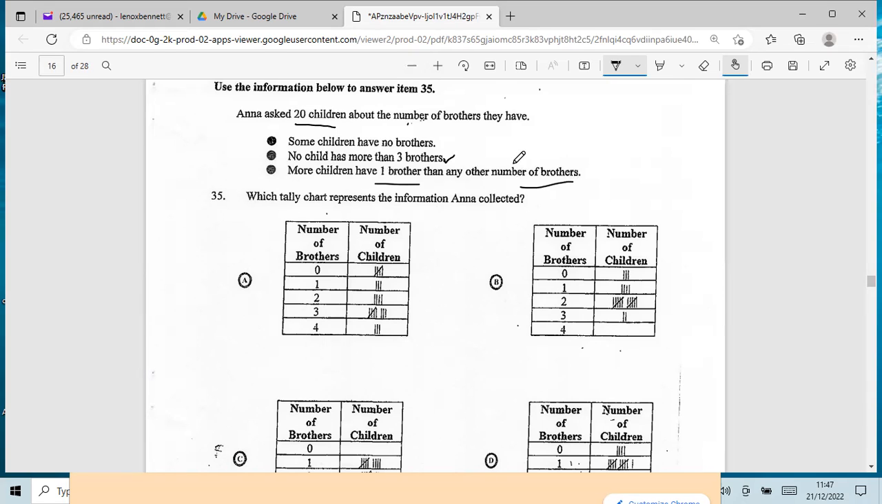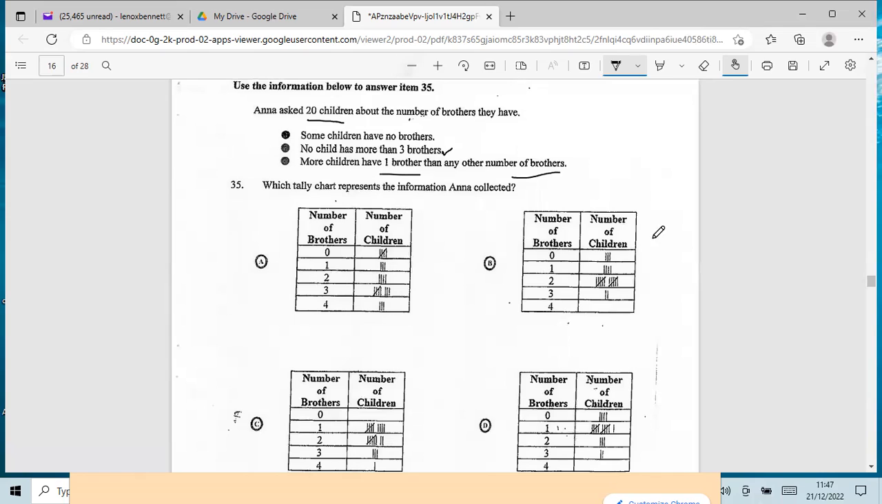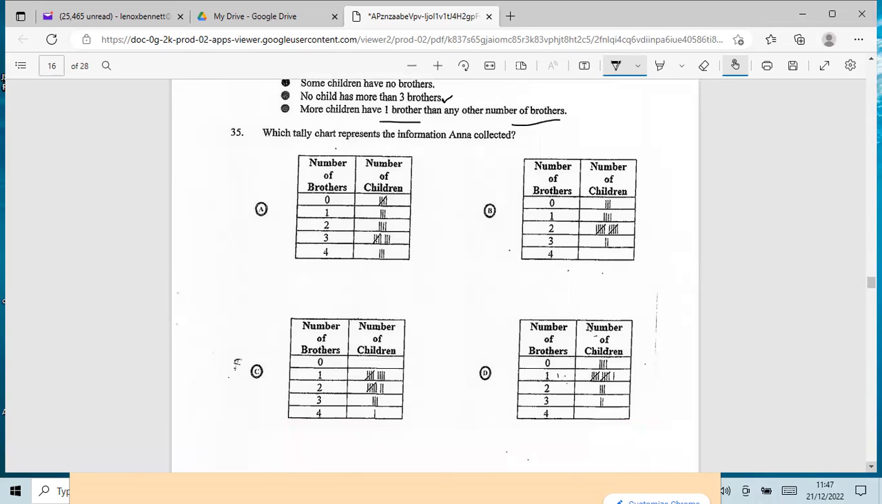So let me read it again. Anna asked 20 children about the number of brothers they have. Some children have no brothers. No child has more than 3 brothers. More children have 1 brother than any other number. Let me make you guys see it now. Inspect it now, guys, and tell me which would it be for 35.